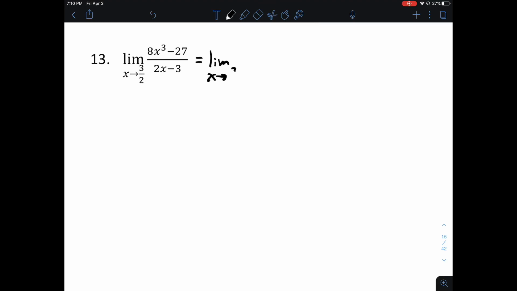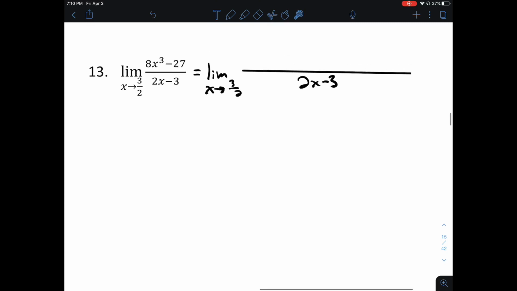So we have the limit. Remember, until you evaluate the limit, you have to continue to write limit notation. The bottom is already prime. It's factored. The top, this is the difference of two cubes. This is a cube whose cube root is 2x. This is a cube whose cube root is 3. So this is a 2x cubed minus a 3 cubed, difference of two cubes.